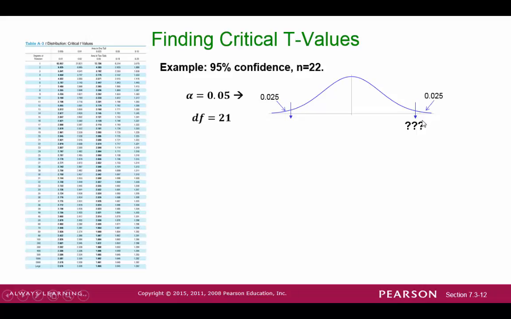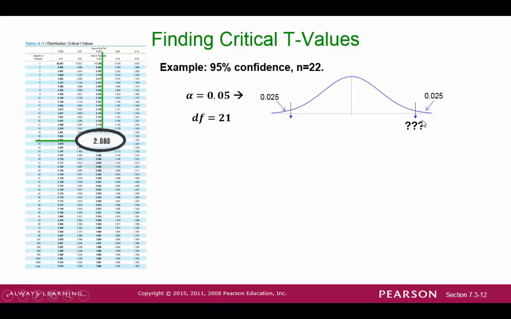With our degrees of freedom equal to 21, we can look at the table. We can look at a 1 tail of 0.025 or 2 tails of 0.05 and a degrees of freedom of 21. And then we'll see that our critical value is 2.080.